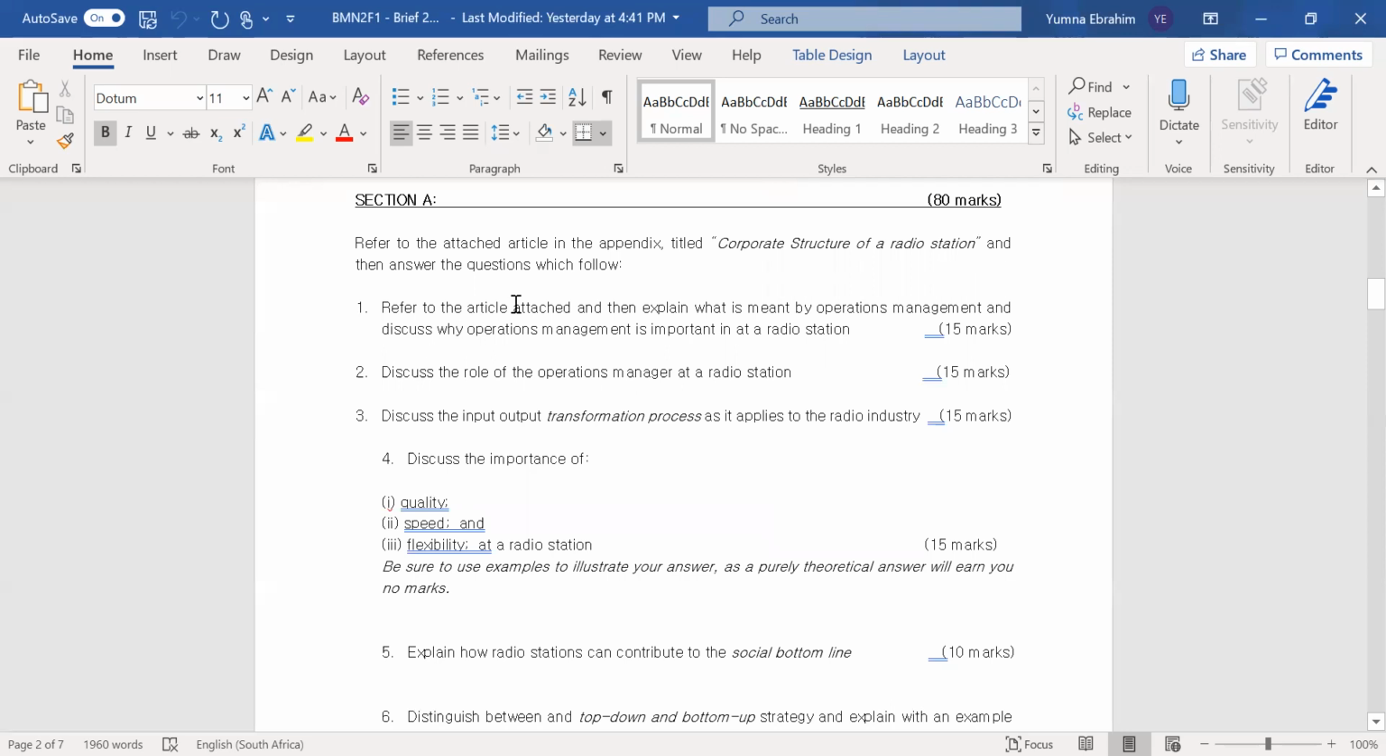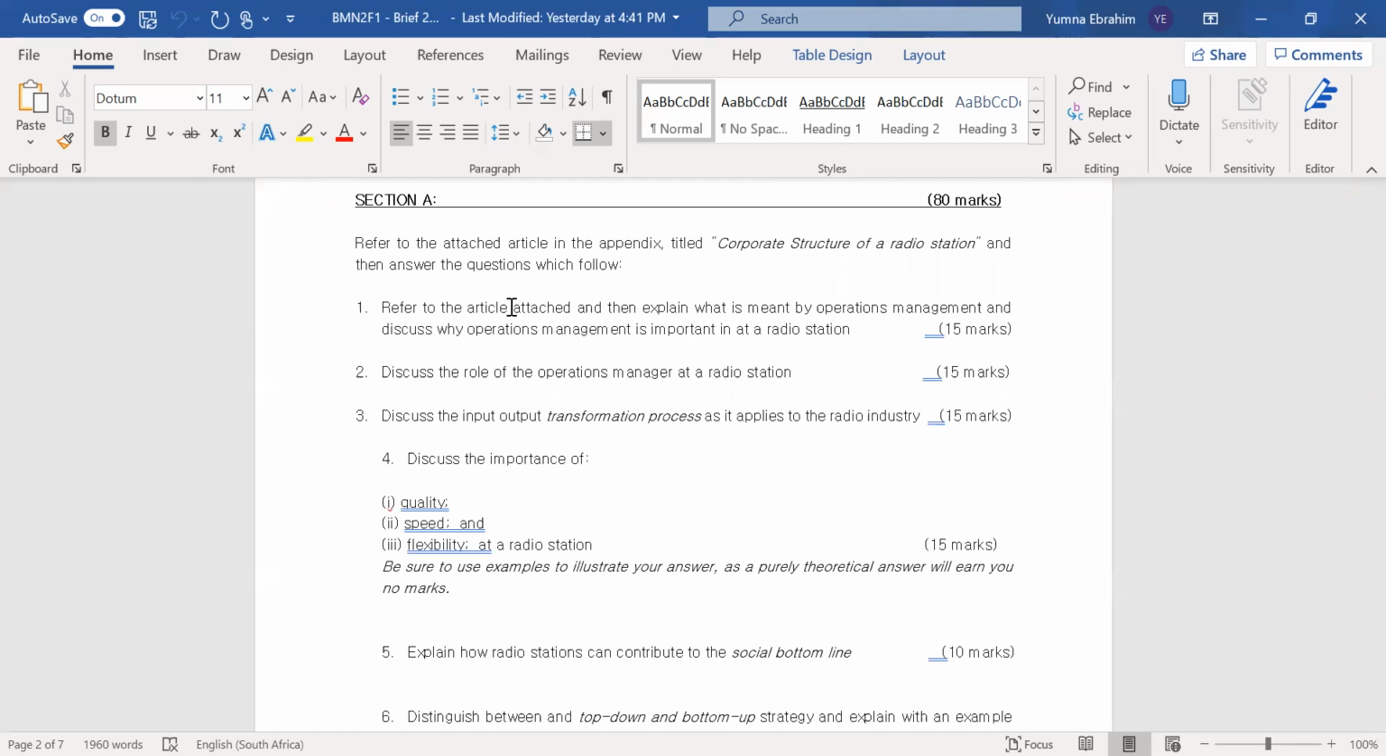Now, what you're going to do is refer to the prescribed textbook. This year we are using a new textbook from what we used last year. You should all have a copy. In the introductory chapters, a lot is mentioned and explained about what is meant by operations management, and the textbook gives you lots of examples as well. So what you could do is reference the prescribed textbook.